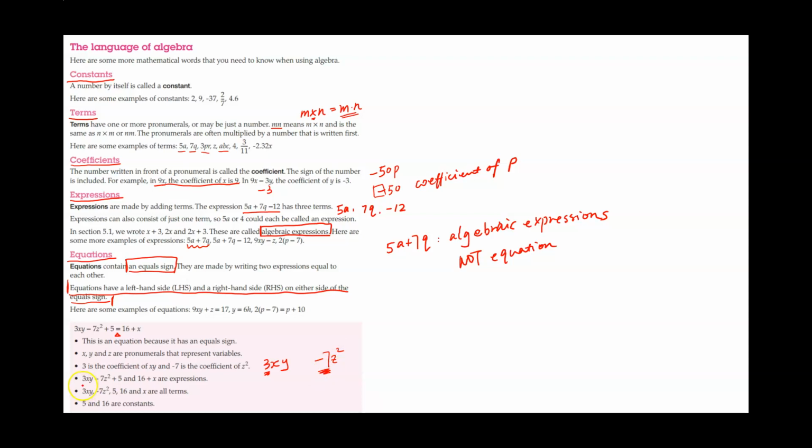So 3xy take 7z to the power of 2 and 5 plus 16 plus x are expressions. So each side of the equation is an expression, and these two expressions are linked by an equal sign, which makes the whole thing an equation, okay? So all these, 3xy, -7z to the power of 2, 5, 16, and x, are all terms. 5 and 16 are constants, okay?